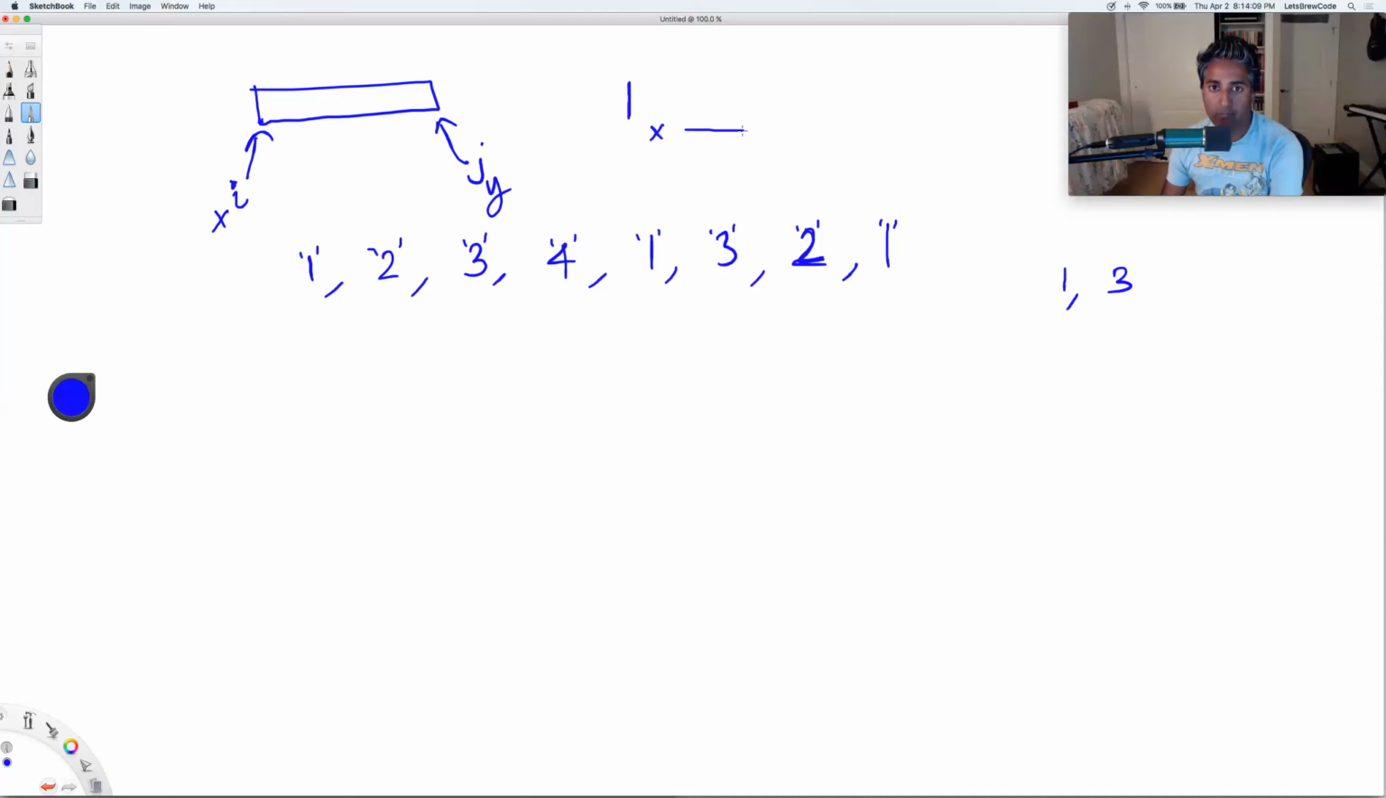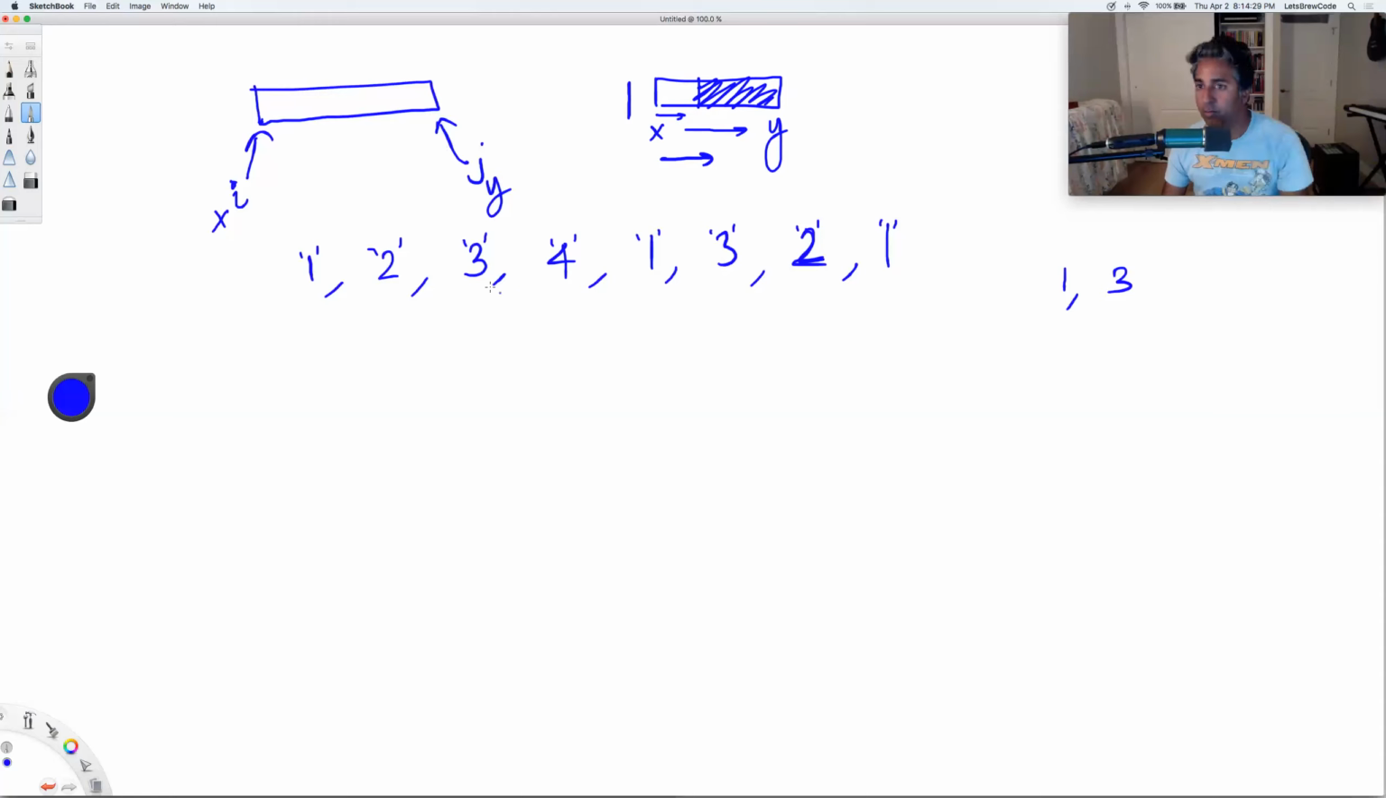Y will move the window in this direction, that is, it will expand the window. And when X moves here, it will compress the window. So at some point of time, let's say the window is like this. When X moves here, it will compress the window and the window will be this size. And how X and Y move depends on the condition.